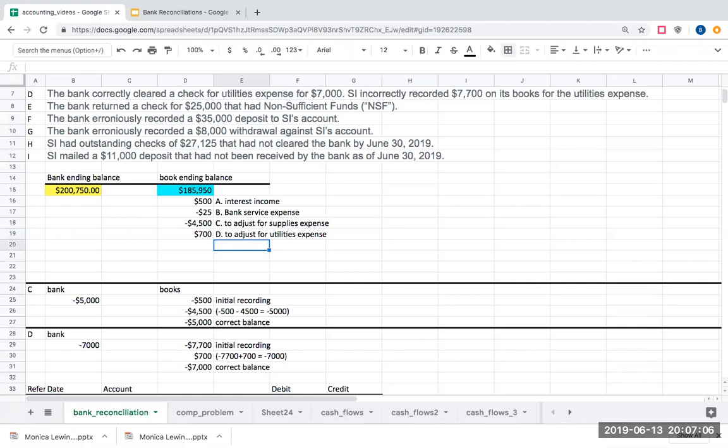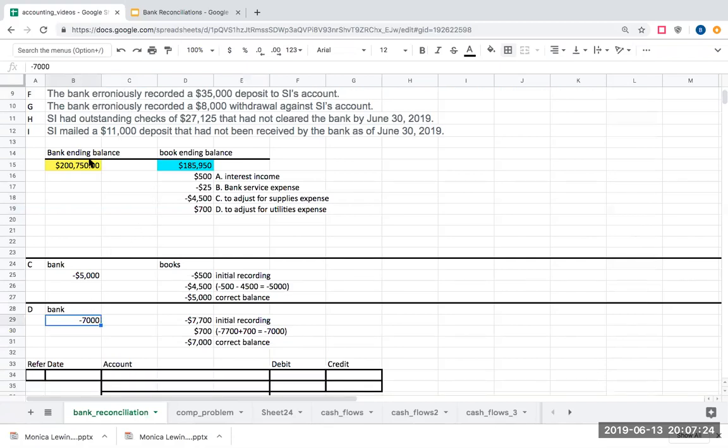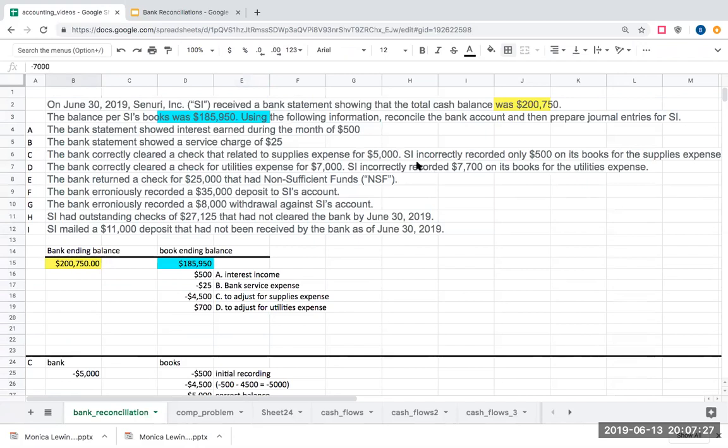Okay. So again, when I'm dealing with bank errors, show the correct amount, whether it be on the bank or the books, and that will tell you where you need to adjust it. Here, the bank correctly cleared a check, so I know that this 7,000 is correct. Here, the bank correctly cleared a check for supplies expense for 5,000. So I know that the bank has done that properly.